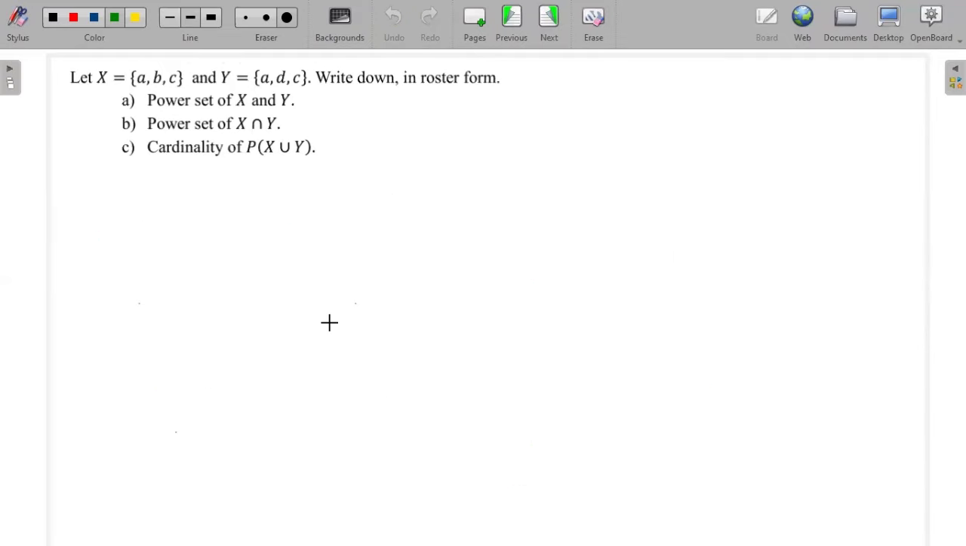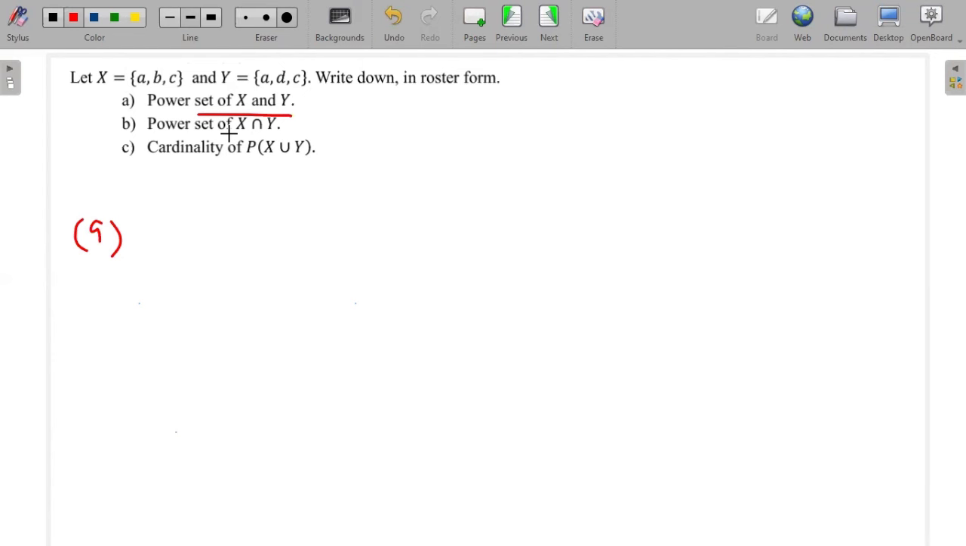All right. So let's look at this question now. The question says, let set X be equal to {A, B, C}, Y be equal to {A, D, C}. Write down in set form the power set of X and Y. I think we've done a similar question before, but let's just do it anyway.